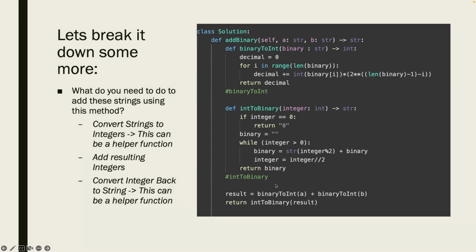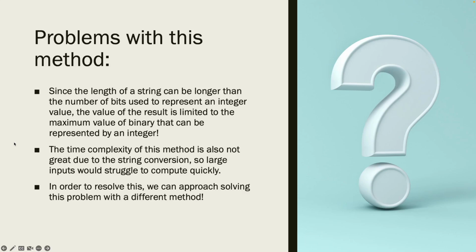So then the result is you convert string A to binary, string B to binary, and then you convert it back. And that's the result for this method. So there are some problems with this method. As you guys know, we have to convert between different types.